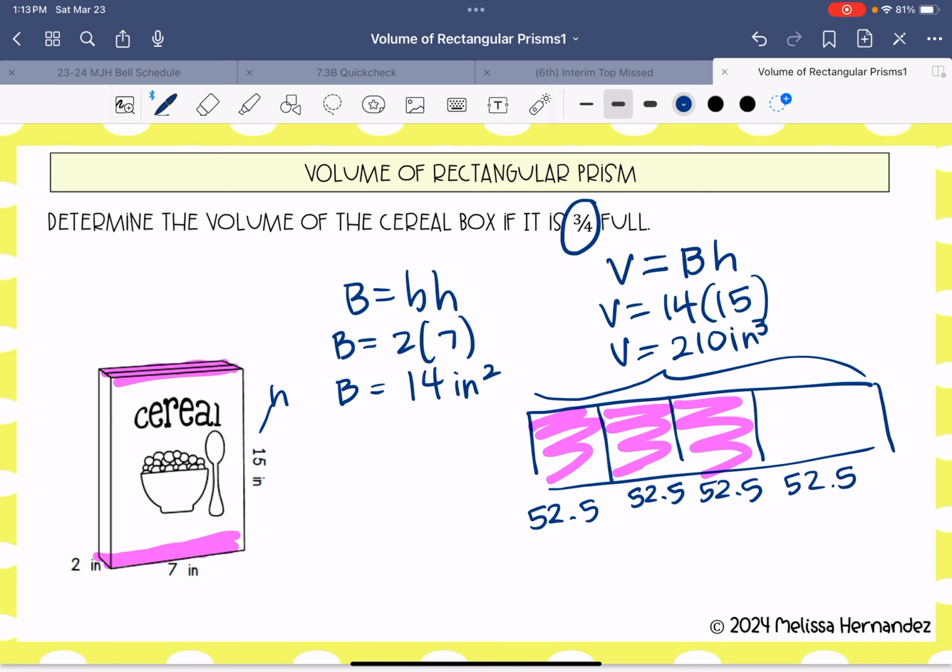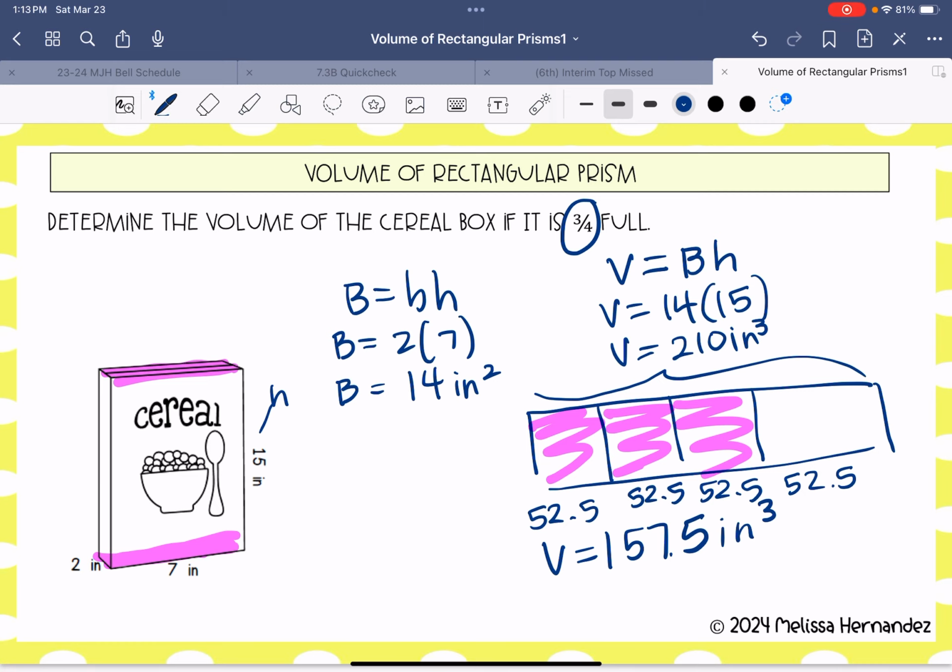Okay, I only need 3 of those, so I would actually multiply 52.5 by 3, or I could just do 210 minus 52.5. It doesn't really matter which way you do it. That would give me 157.5 inches cubed. That would be for 3/4.